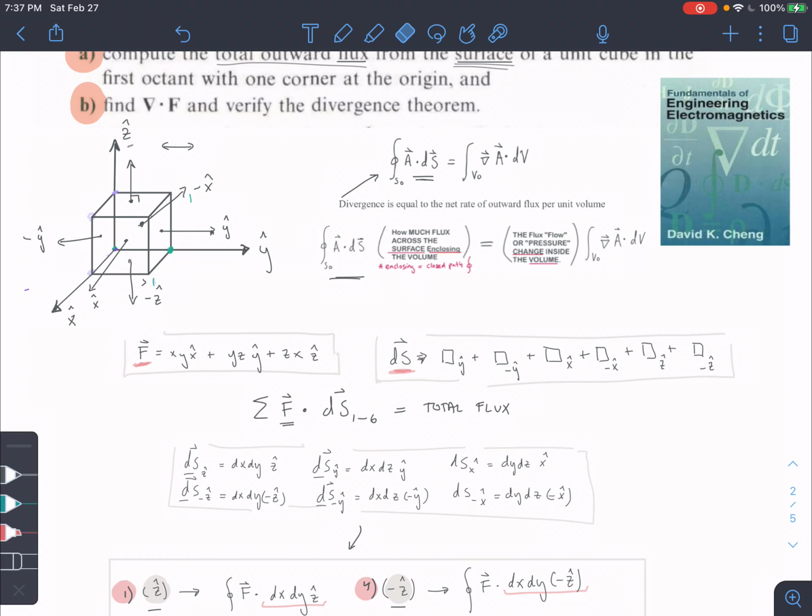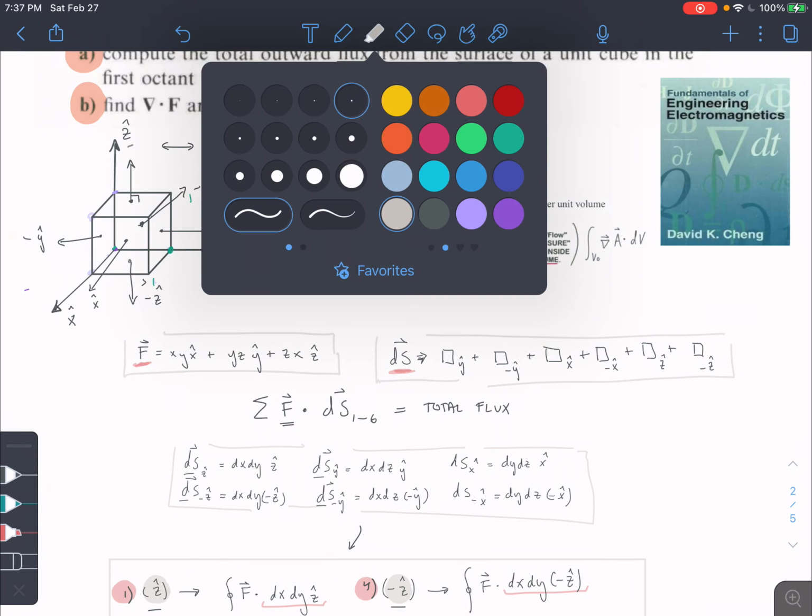Trying to keep things legible is a struggle sometimes.